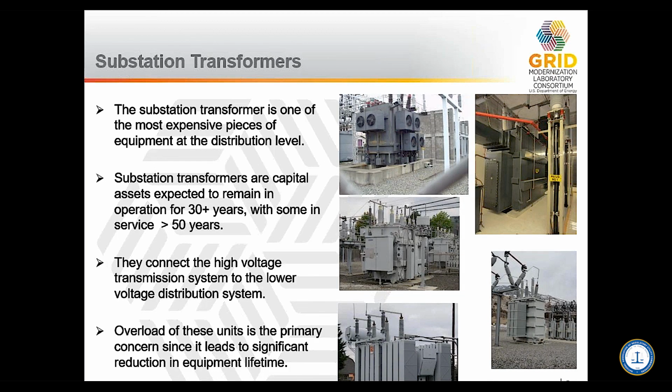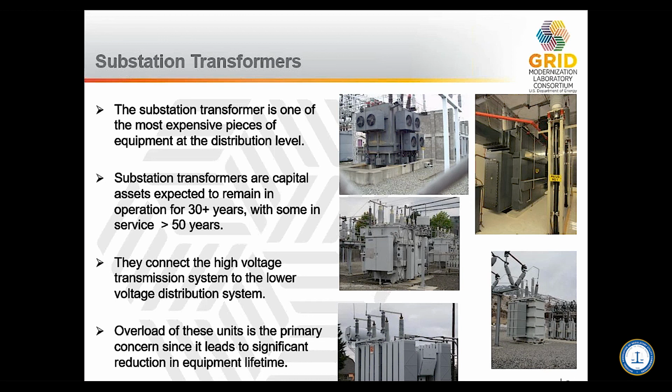So within the substation, the most expensive piece of equipment is the substation transformer. And these are examples of just some that I've come across over time. These are the key piece of equipment because all of the power that gets to the distribution system, and therefore the end use loads, has to go through this equipment. These are large pieces of capital equipment that are expected to last 30 plus years. And in some cases, they'll be in operation for over 50 years.